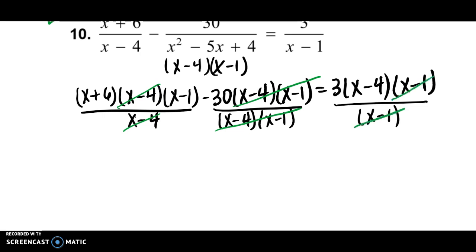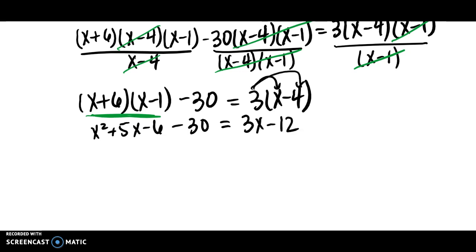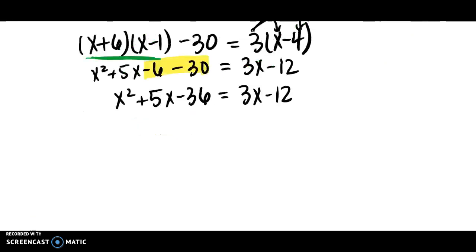Now let's rewrite it. For this part, we're going to use FOIL or the box method. Either way, you're going to get x squared plus 5x minus 6, and then bring down the -30 equals, distribute 3x minus 12. We can combine like terms. Now we need to move the left terms to the right, and the right terms to the left. So minus 3x on both sides, plus 12 on both sides.